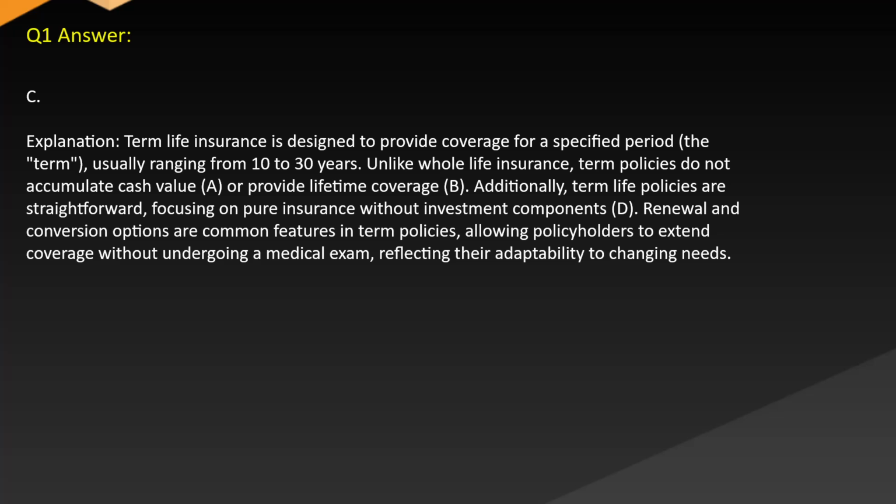Answer C. Explanation. Term life insurance is designed to provide coverage for a specified period, the term, usually ranging from 10 to 30 years. Unlike whole life insurance, term policies do not accumulate cash value (A) or provide lifetime coverage (B). Additionally, term life policies are straightforward, focusing on pure insurance without investment components (D). Renewal and conversion options are common features in term policies, allowing policyholders to extend coverage without undergoing a medical exam, reflecting their adaptability to changing needs.